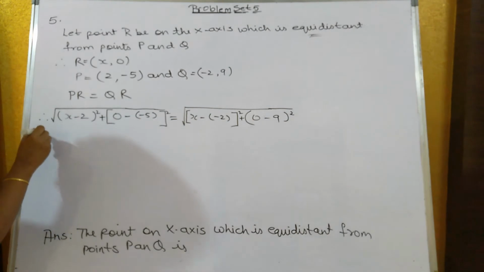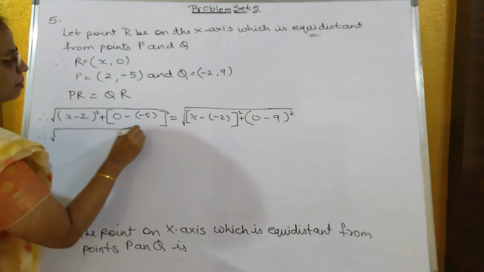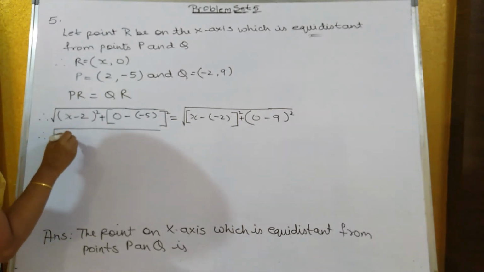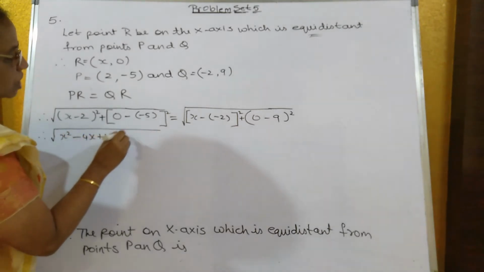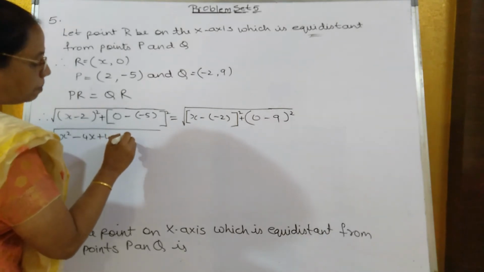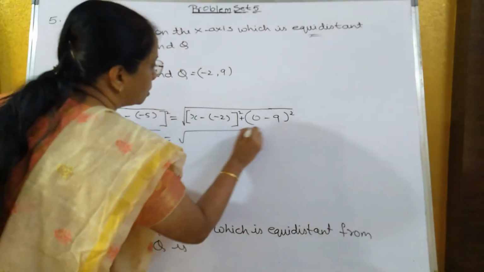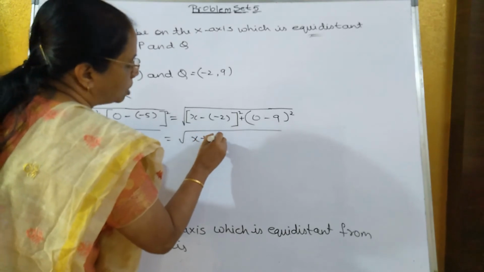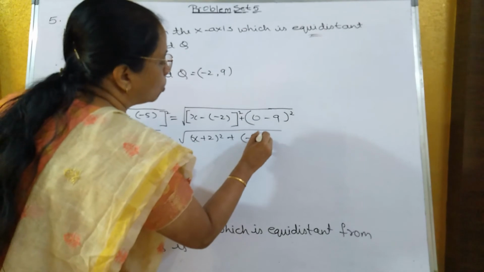So therefore, what will this become? (x minus 2) the whole square will become x square minus 4x plus 4, and this will become 0 minus (minus 5), that is plus 5. Plus 5 the whole square is how much? 25. Over here it will become (x plus 2) the whole square plus (minus 9) the whole square.